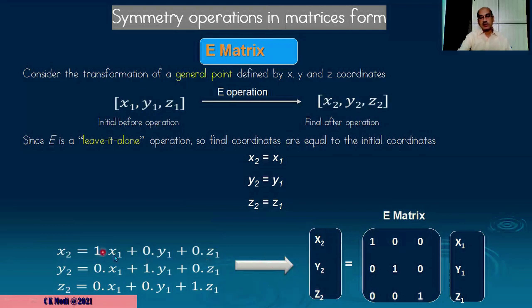So x2, y2, z2 in terms of matrix. We are getting the new matrix 1, 0, 0, the values 0, 1, 0 and 0, 0, 1, multiplied by x1, y1 and z1. So the final E matrix. What is the value of E matrix? The E matrix value is 1, 0, 0, 0, 1, 0 and 0, 0, 1.